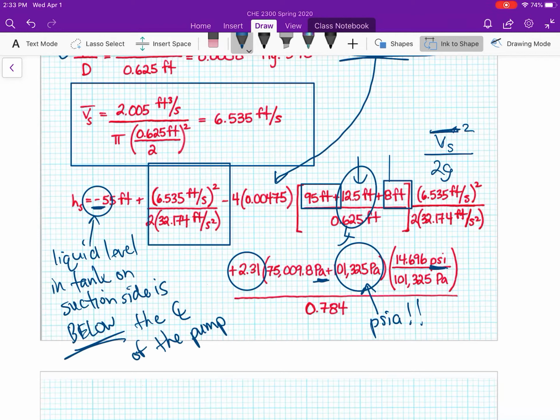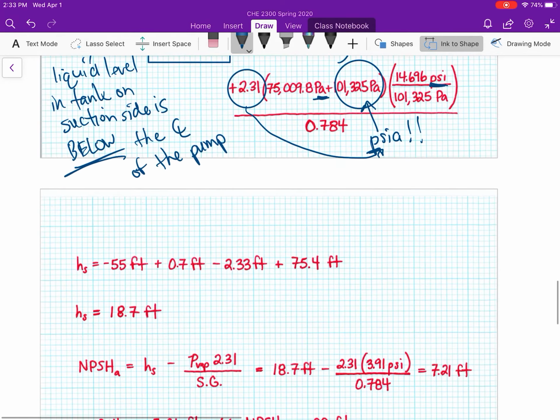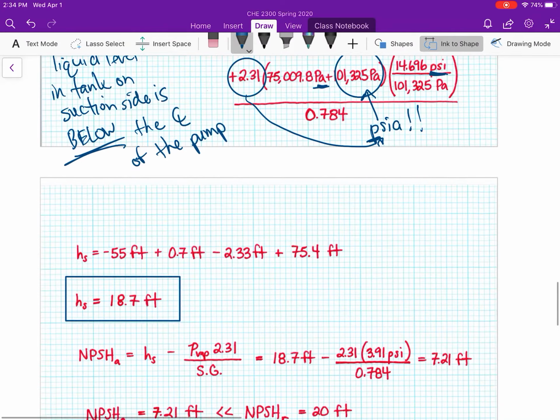The 2.13 is a conversion factor that converts PSI to feet, because my total dynamic suction head, the units on that are feet. So I have to plug in an absolute pressure into that term. When I do that, I should get a value of around 19 feet for the total dynamic suction head.